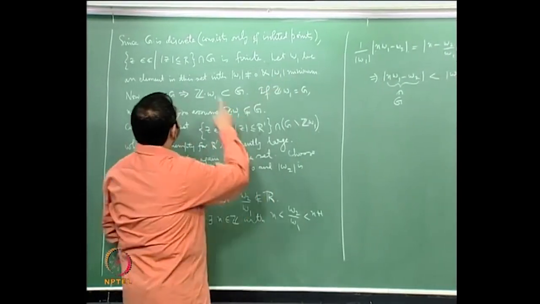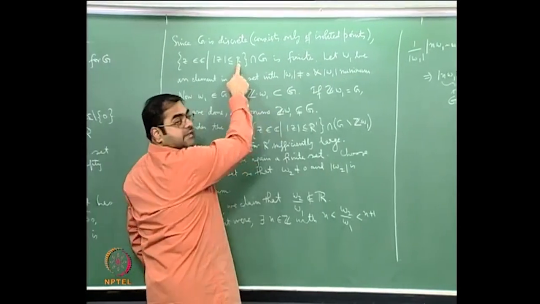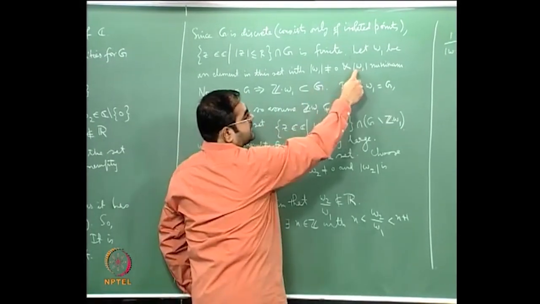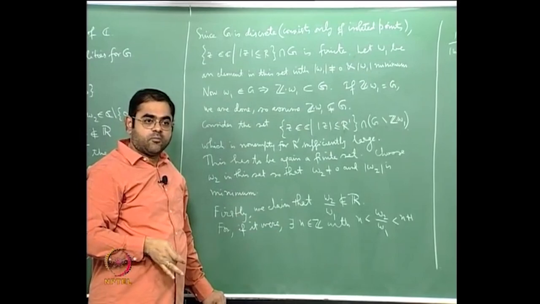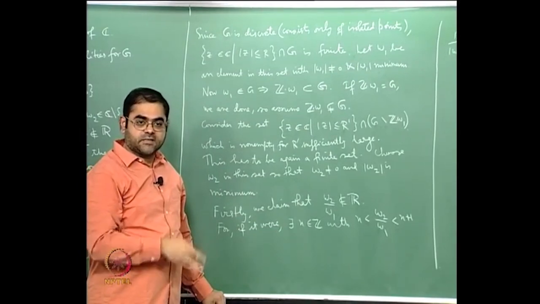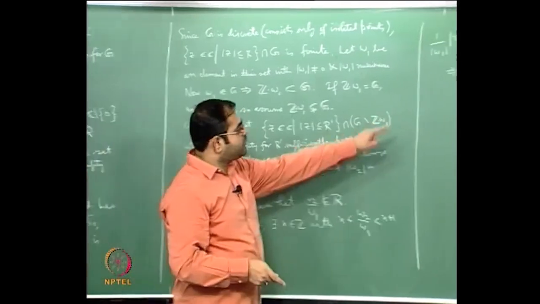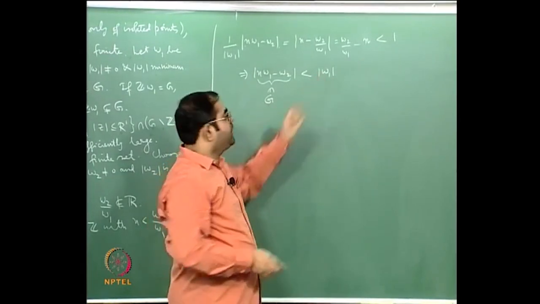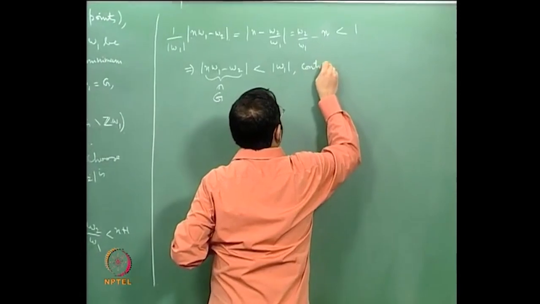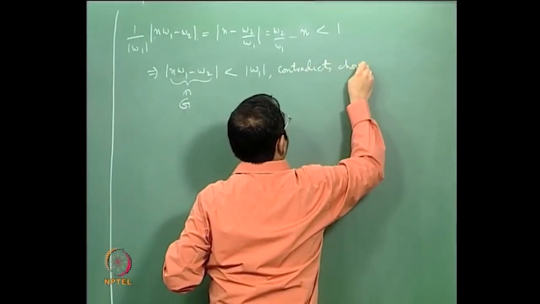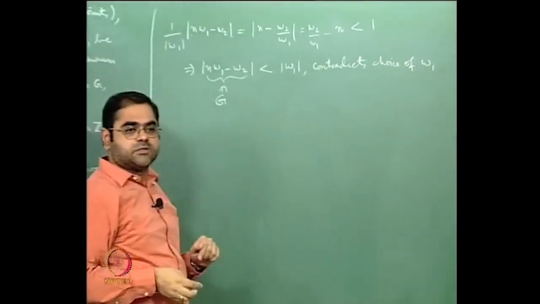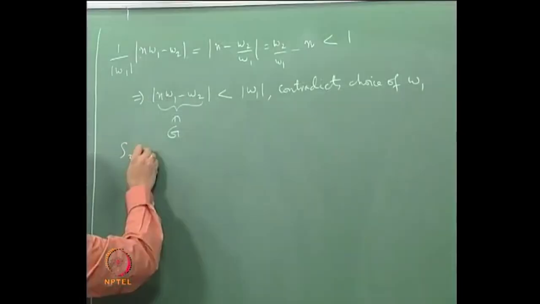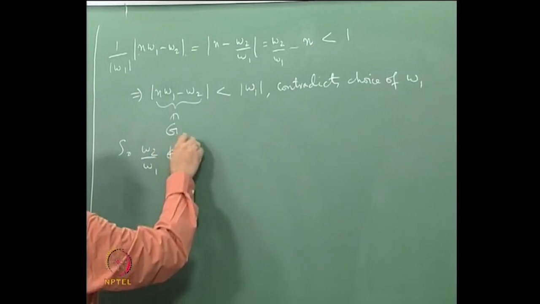Once I have chosen |ω1|, I can still increase R, I can let R go to infinity, and it is not going to change the choice of |ω1|. So |ω1| is the one with the smallest modulus, but now I have gotten hold of an element of G with modulus less than |ω1|. That is a contradiction. So it contradicts the choice of ω1. This contradiction will tell you that ω2 by ω1 cannot be real. So ω2 by ω1 is not a real number.